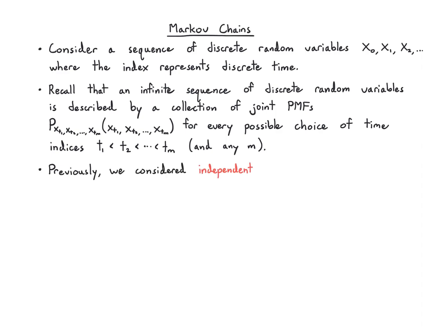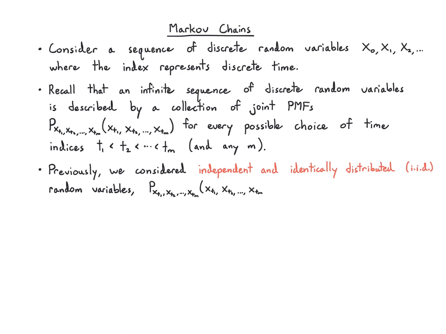Before, we simplified it through independent and identically distributed random variables, or IID. And the way that that allowed us to simplify the joint PMF was we could factor it. So we could take the general joint PMF and factor it into P of x_t1, P of x_t2, up to P of x_tm. And there was no dependence across time.